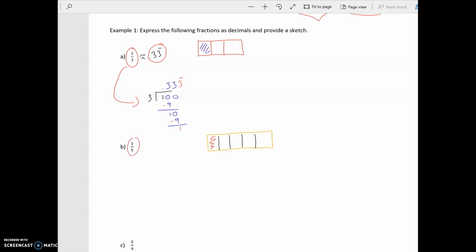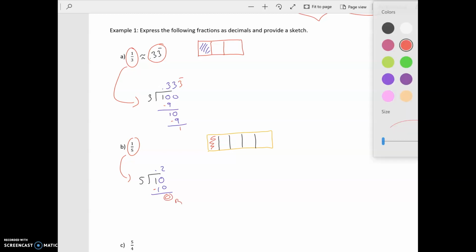As we carry this division, we're going to end up with 5 on the outside, and 5 doesn't fit into 1, so we put a decimal, add a 0, and 5 times 2 is equal to 10. As we go to the next step, we subtract, and our remainder happens to be 0. So we're just rewriting that 1/5 is equal to 0.20. That's going to be our final answer for this one.